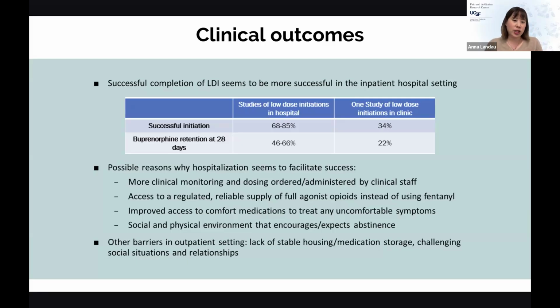So I think barriers to consider in the outpatient setting are lack of stable housing, lack of stable storage for medications, and challenging social situations and relationships. We really should be thinking about these when we're starting someone on buprenorphine in the clinic, because they're not just starting medication in a vacuum. They're going home and doing this rather challenging medication process in the milieu of their social situations.